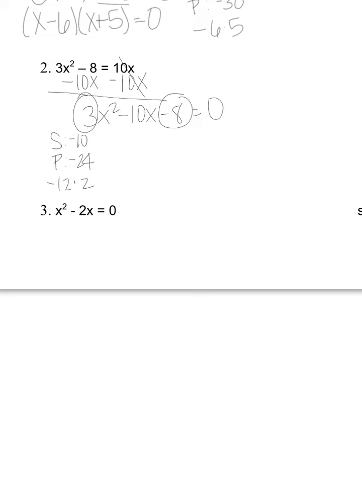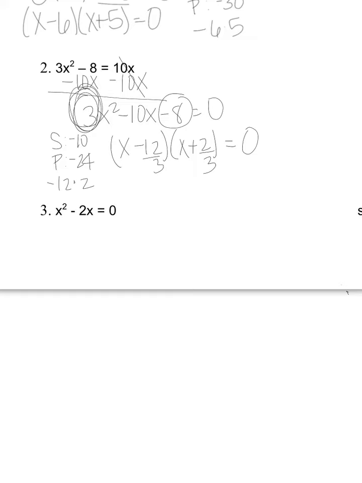Okay, so when we factor that, that would be (x - 12)(x + 2) = 0. All right, looking at the coefficient in front of x squared, it's a 3, which means I need to use the swing method. So I'll divide each one by 3.